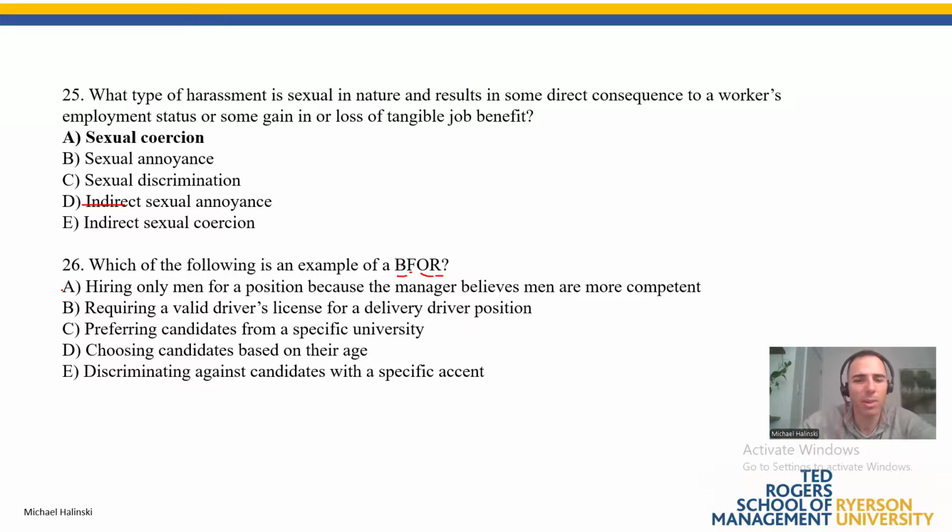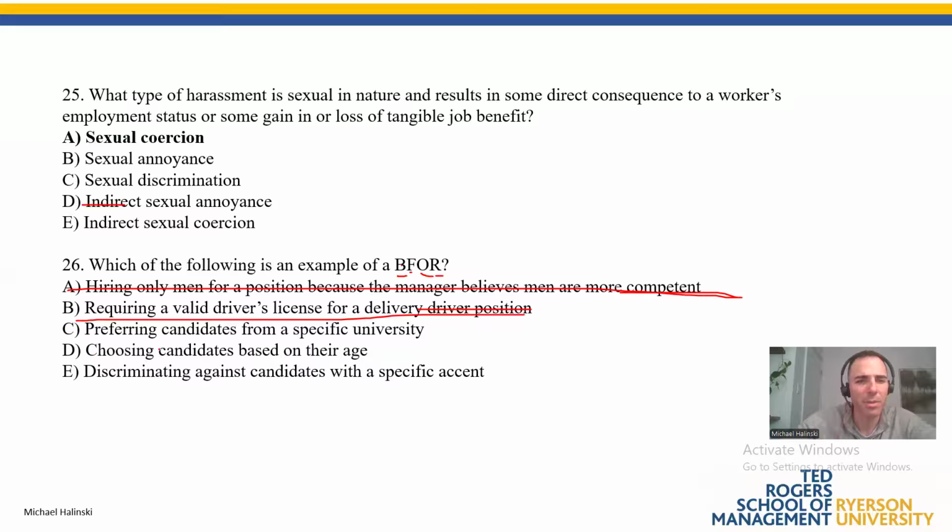So let's take a look at some of these and figure out which one is actually an example. Hiring only men for a position because the manager believes men are more competent. No, because the manager thinks that, that is wrong. Requiring a valid driver's license for a delivery person. That sounds good. Yeah, that sounds like something you would need. You would need a valid driver's license in order to be a delivery driver. That makes sense.